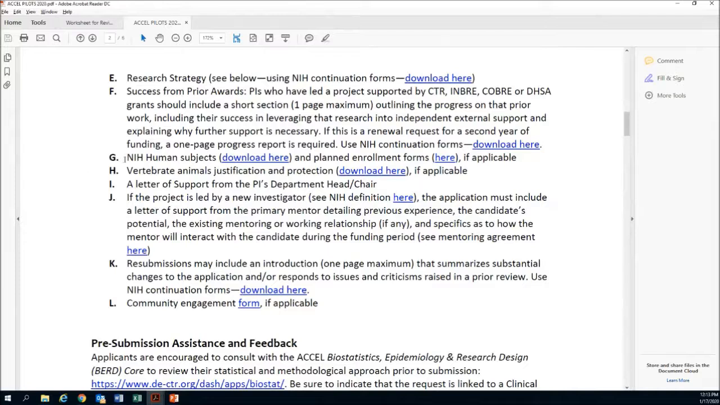The human subjects, so I'm going to ask this question in a weird way, but if anyone is considering using animals, like a preclinical study with animals, you just unmute and let me know. Because I'm going to go into human subjects, but I might skip the vertebrate animal stuff if no one is going to do that.